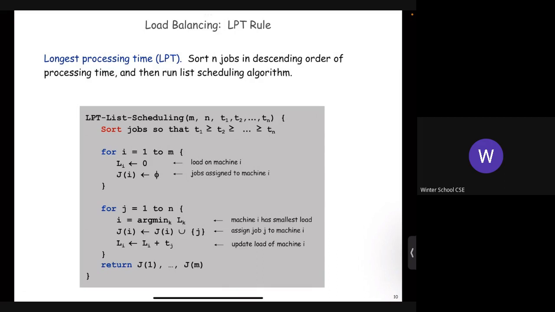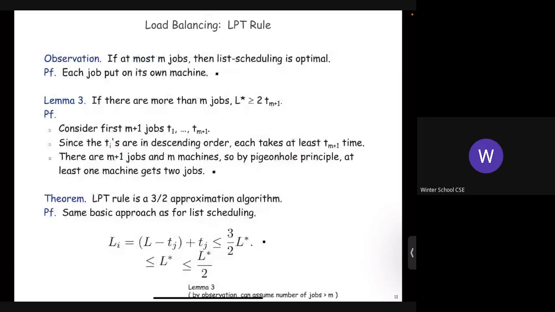Now we are going to use slightly better inequalities. Imagine, first of all, if I told you I have M machines and M jobs, can you do it in polynomial time? Give one job to every machine. If you have at least as many machines as jobs, then you can always do it optimally: just assign one job to each machine and you're happy. That case we can actually solve in polynomial time.